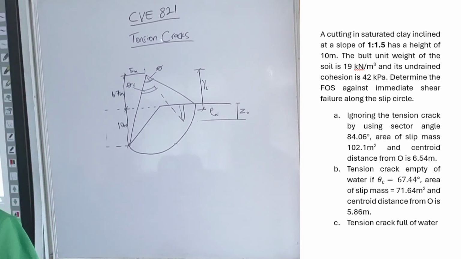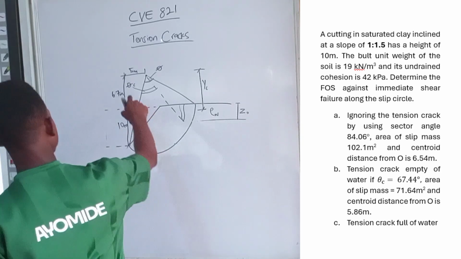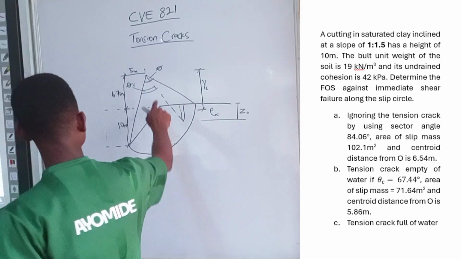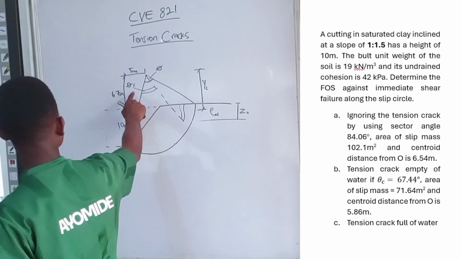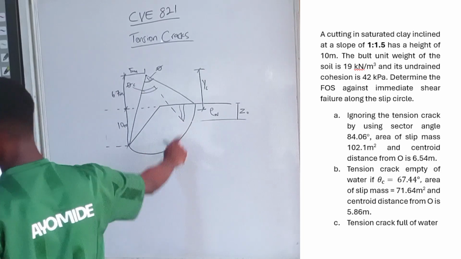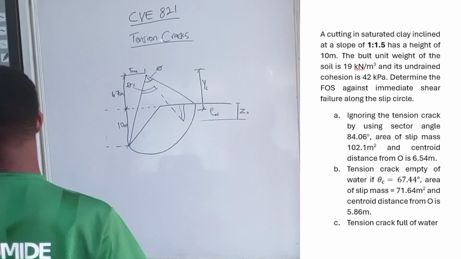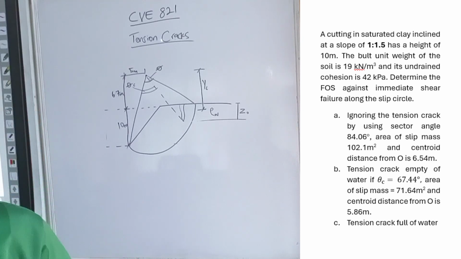From this diagram, we don't know our radius. This is theta c and this is the ordinary theta. One is to the end of the slip circle, while the other is to the end of the tension crack. The crack depth is 6.7 meters.